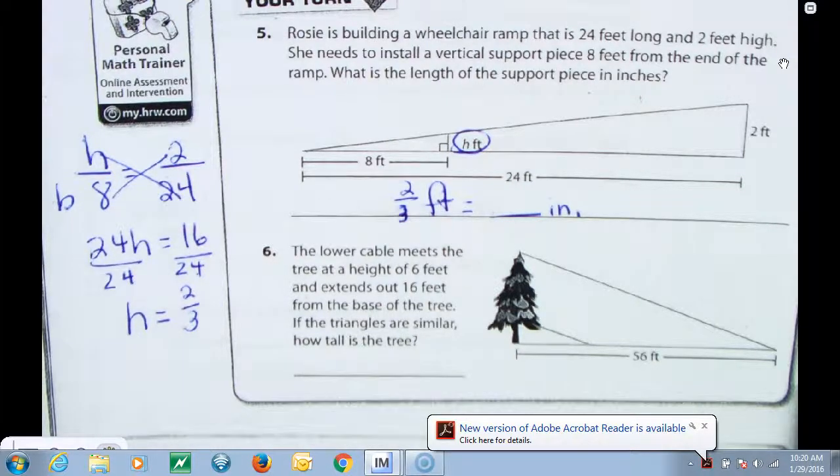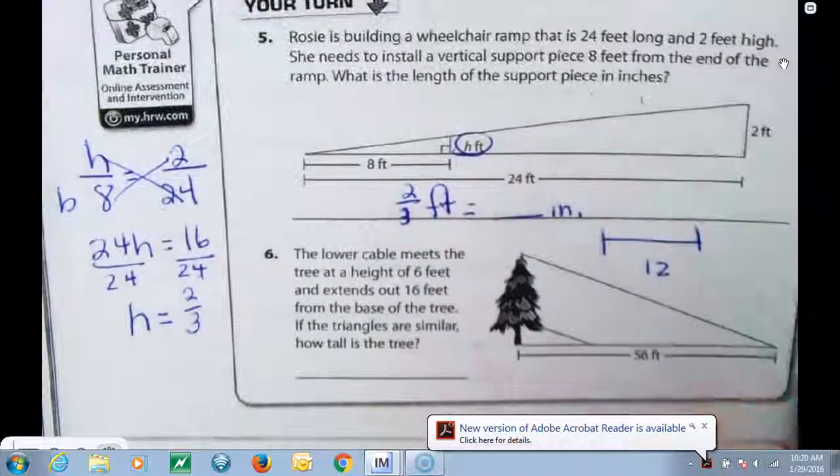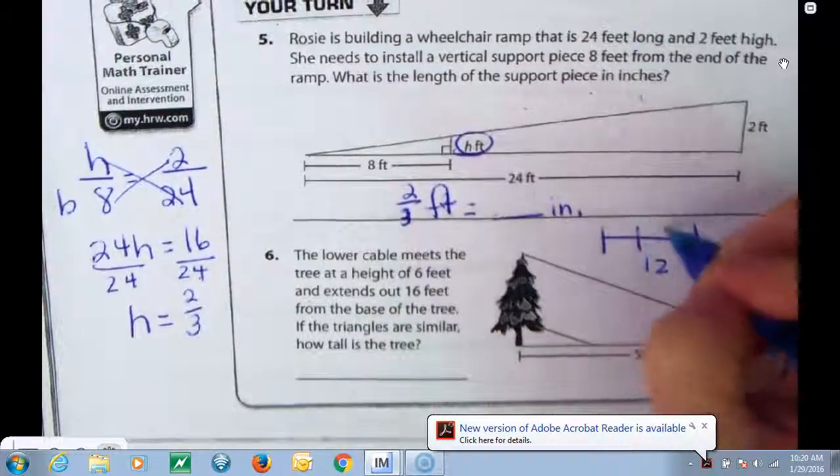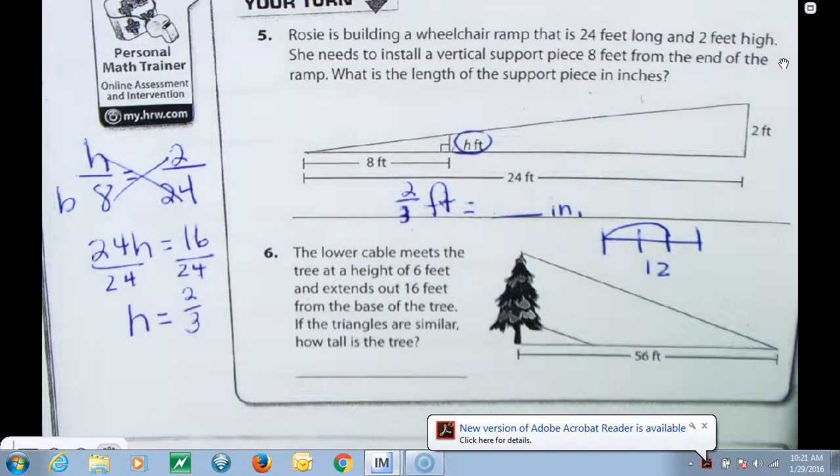Good. 2 people have it. I hope. 2/3 of a foot is how many inches? Okay, you put your hands down. I see ya. How many inches are in a foot? Good. So 2/3 of it. 2/3 of it. Who thinks they know?